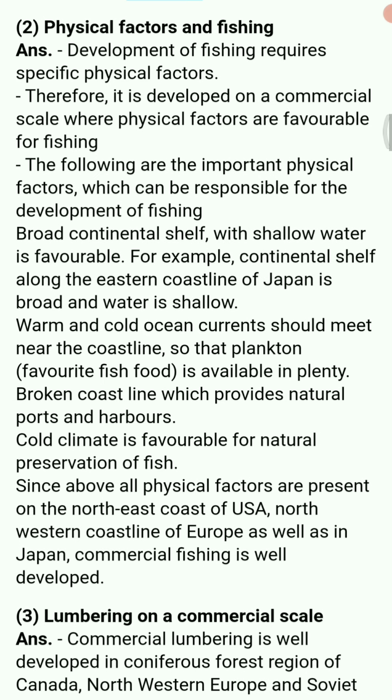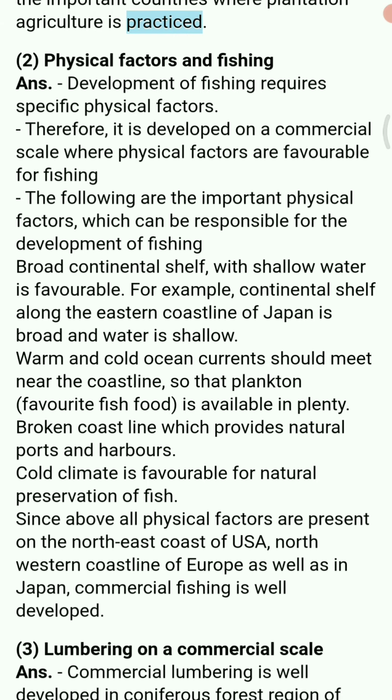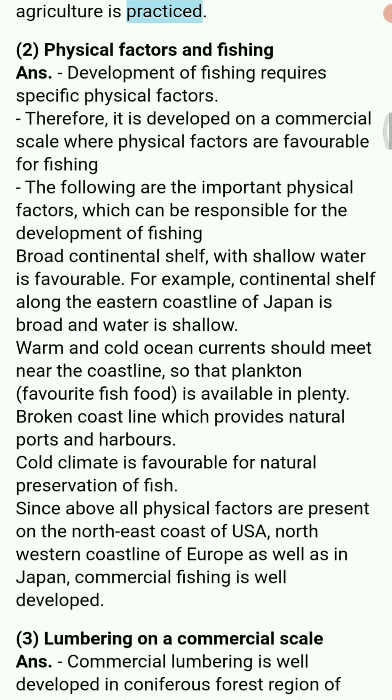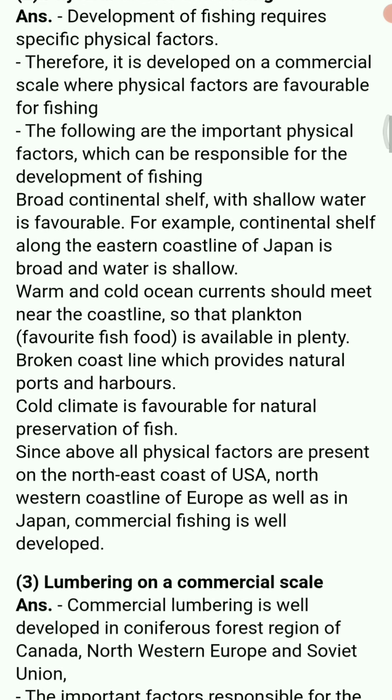The next short note is on physical factors of fishing. You have to write which place on the ocean floor is most suitable, that is the continental shelf. It is largely carried out on a commercial scale at the shores, at the beaches. A broad continental shelf with shallow water is favorable, where there are cold and warm currents. Japan is the most important, as Japan has the widest coastal shelf and shallow water.